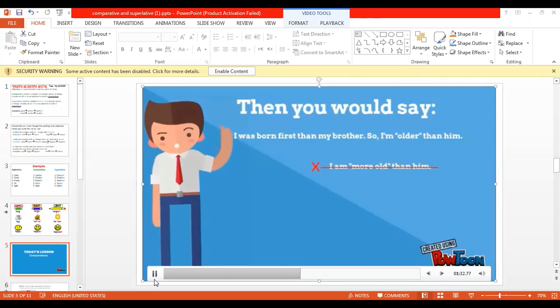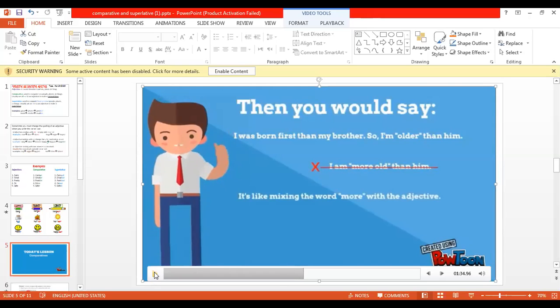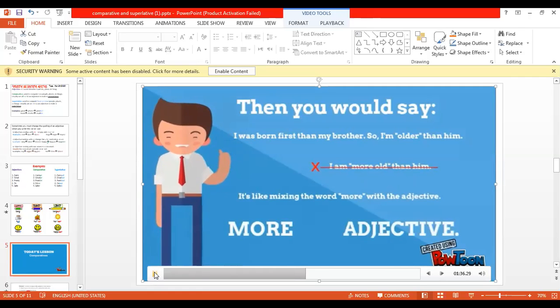Of course, we cannot say I am more old. If I want to compare, I do not use the word more. That's why we add the ER to replace more. What would I say? I am older than him. It's better, right? Do not mix more with the adjective.